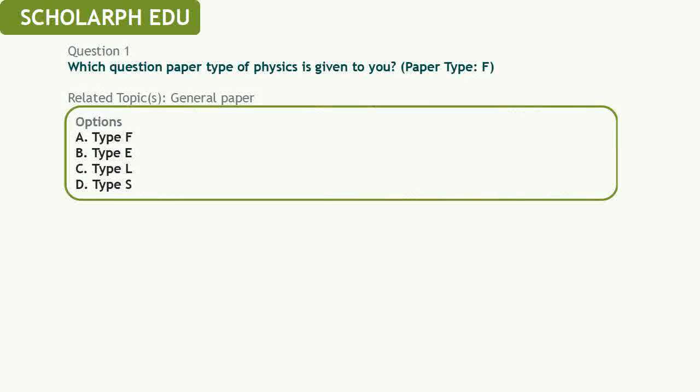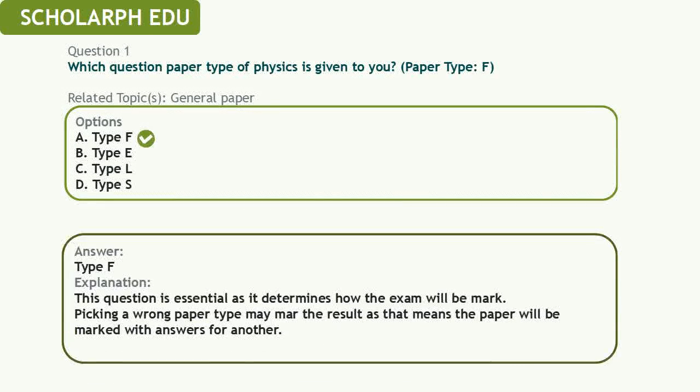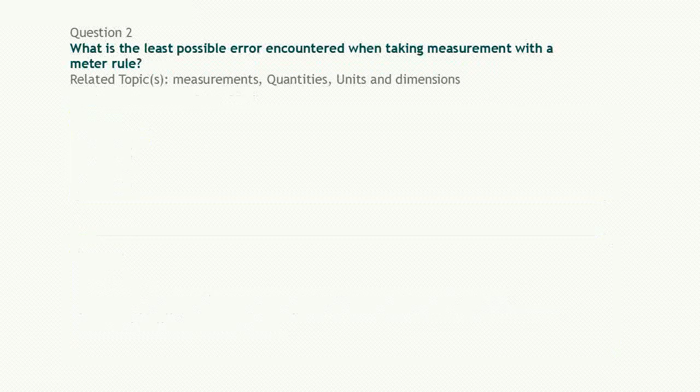Alright, first question here is on the paper type that we have. Which question paper type of physics is given to you? In this recording, we're using the paper type F. Now this question is very important. It is important that you pick the paper type that corresponds to what you've been given, because that determines how your exam is going to be marked. So if you pick the wrong paper type, it can affect your results. So check the paper type that you have, and make sure that you pick what corresponds to it in this sort of question.